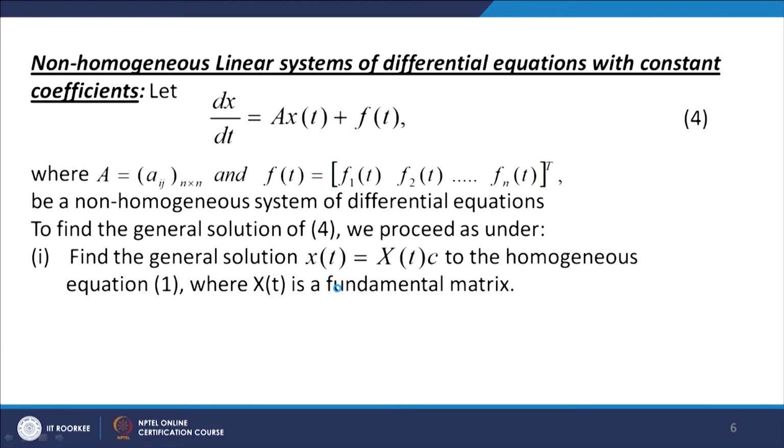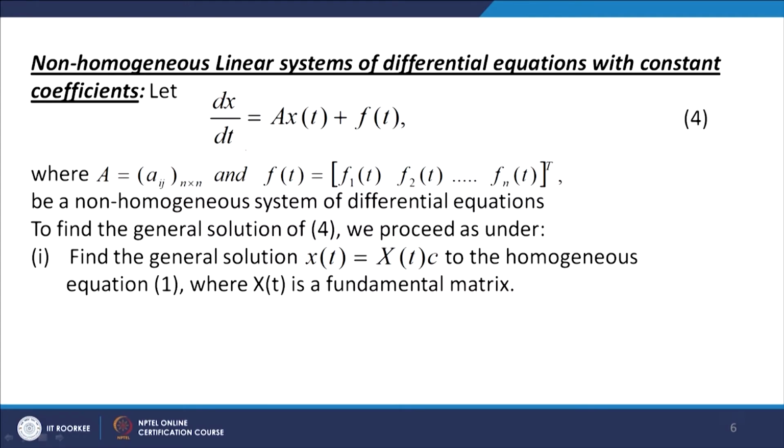Now, let us consider a non-homogeneous linear system of differential equations with constant coefficients. So, let us say we consider dx by dt equal to Ax(t) plus f(t), where A is an n by n matrix (a_ij), n cross n, and f(t) is a column vector with components f1(t), f2(t) and so on, fn(t). Earlier we considered only homogeneous equations where we took this f(t) as a zero vector. We have tackled the homogeneous linear systems of differential equations with constant coefficients. Now, let us consider the case of a non-homogeneous linear system.